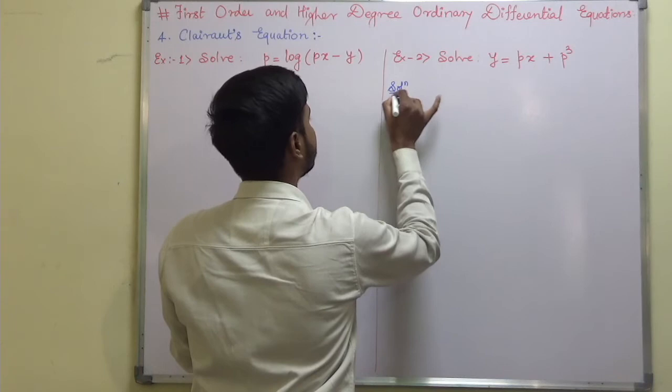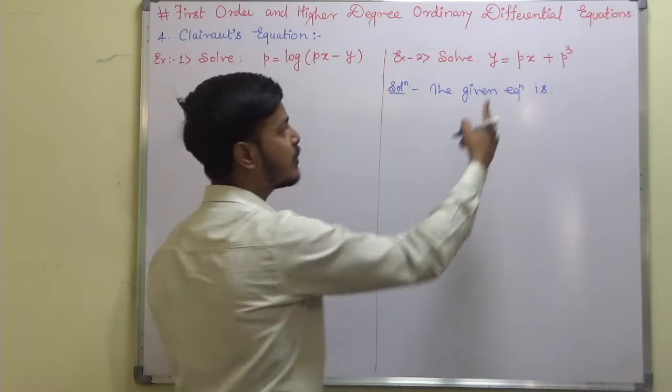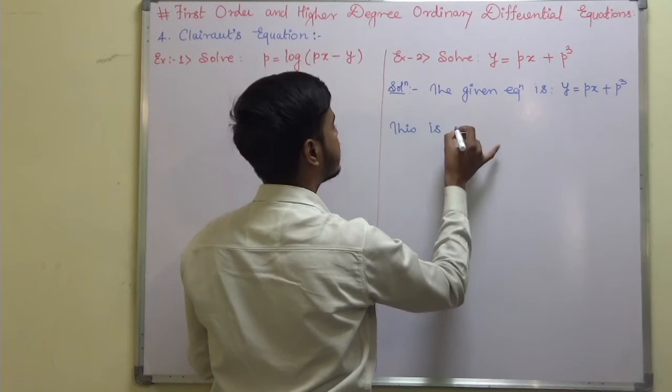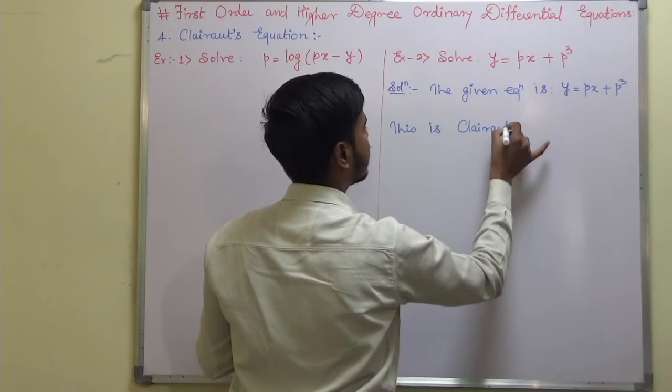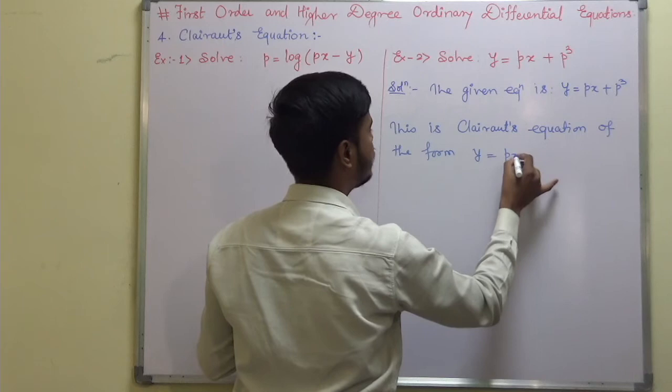So we can write, the given equation is y is equal to px plus pq. Okay, so you can write, this is Clairaut's equation of the form y is equal to px plus f of p.